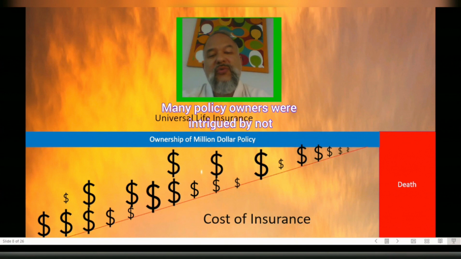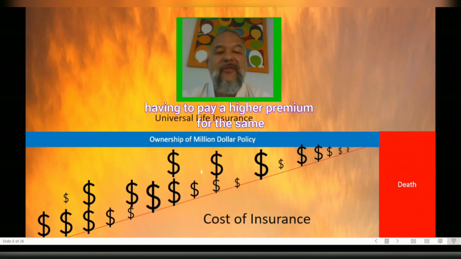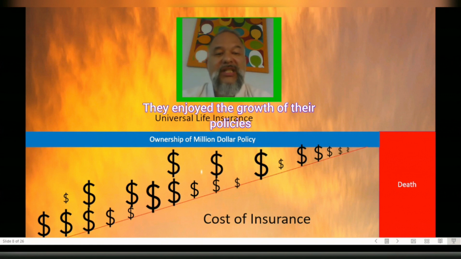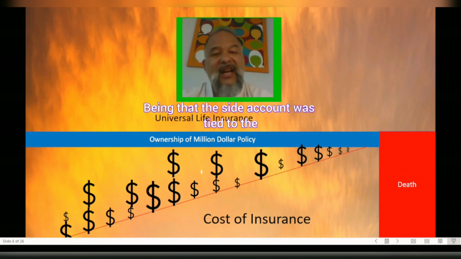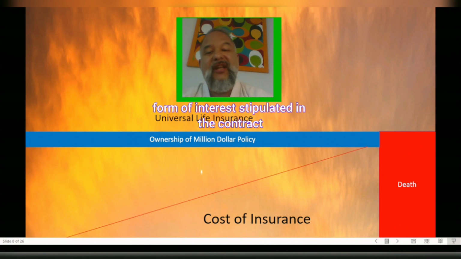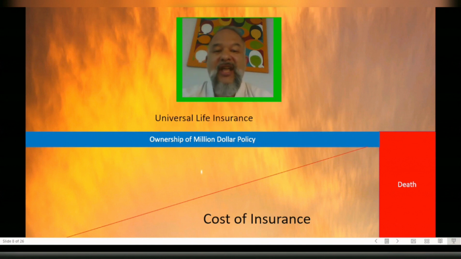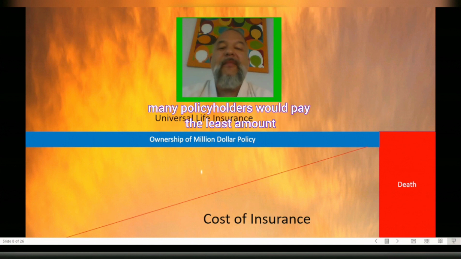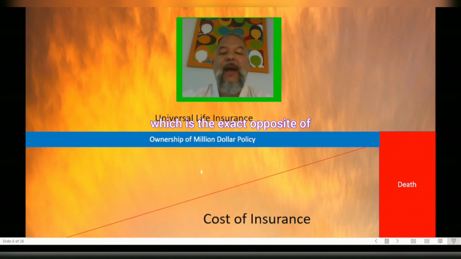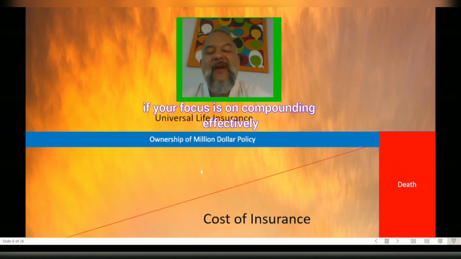Many policy owners were intrigued by not having to pay a higher premium for the same death benefit as they would with a whole life policy. They enjoyed the growth of their policies, which performed well for a time, until of course they didn't. Being that the side account was tied to the form of interest stipulated in the contract, which was subject to change, many policyholders would pay the least amount of premiums into their policies rather than on the higher end in the earlier building years of the policy, which is the exact opposite of what you should be doing for any permanent policy if your focus is on compounding effectively.